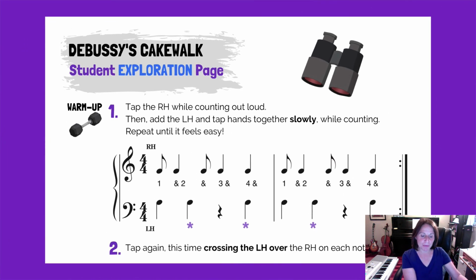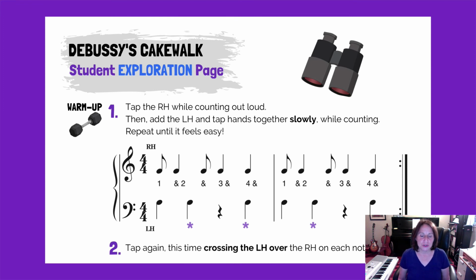This is the top of the page where we have some warm-up so the student can really feel those syncopated rhythms, and also to prepare the student for some left-hand crossovers. So let's see what we've got in warm-up number 1. Tap the right hand while counting out loud. Then add the left hand and tap hands together slowly while counting. They're going to want to repeat that activity till it feels easy, tapping on their laps.